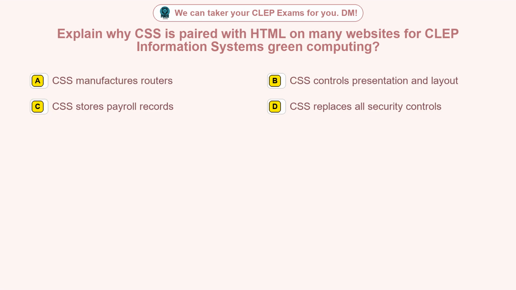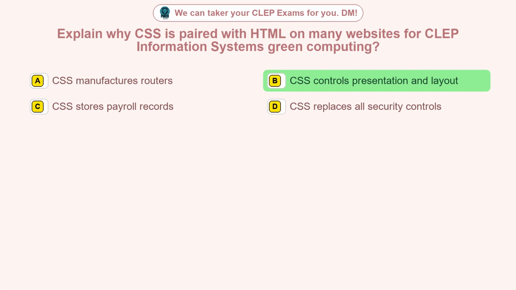Question 35. Explain why CSS is paired with HTML on many websites for CLEP Information Systems Green Computing. Option A. CSS manufactures routers. Option B. CSS controls presentation and layout. Option C. CSS stores payroll records. Option D. CSS replaces all security controls. The correct answer is option B.